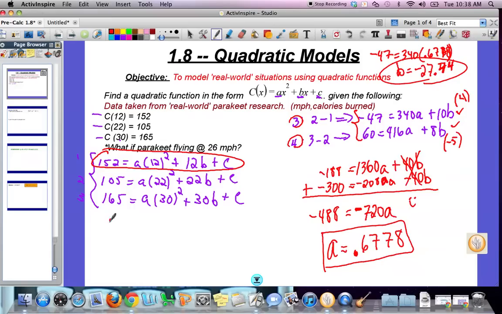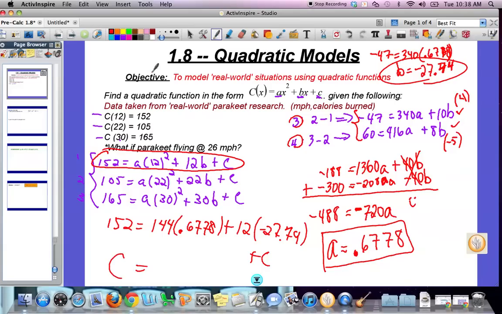So let's go ahead and write this down. 152 equals 144 times A. I'm just going to use the approximation this time. Plus 12 times B plus C. So use your technology, use your calculator, multiply, add, multiply, move it over, and tell me what C equals.